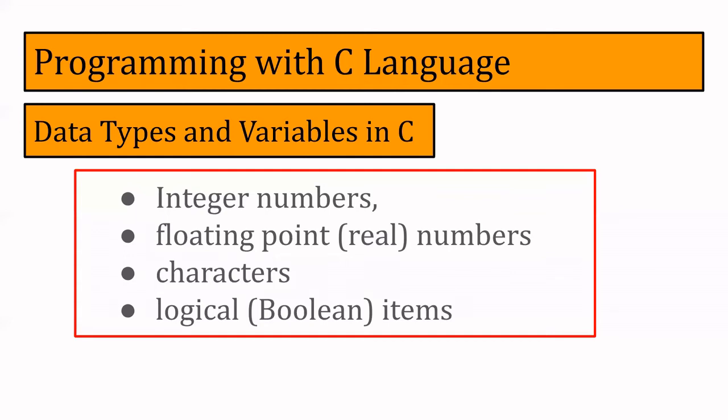Variable types, you can see: integer numbers, floating point real numbers, characters, logical, that is Boolean items. Integer numbers are whole numbers, like 1, 2, 3. Floating point numbers or real numbers are with the decimal numbers. Characters are char variables. Characters are like 1, 2, 3, and hello.